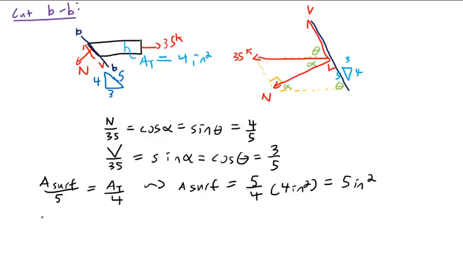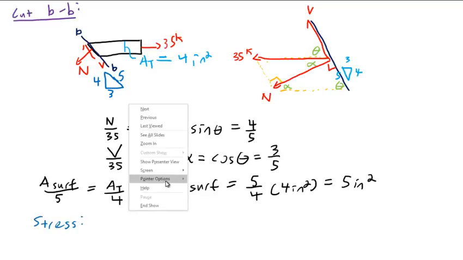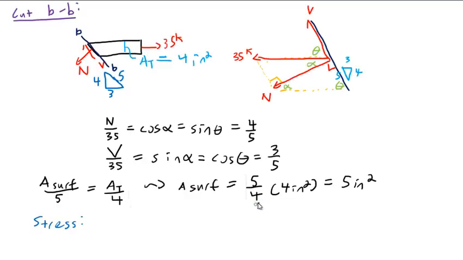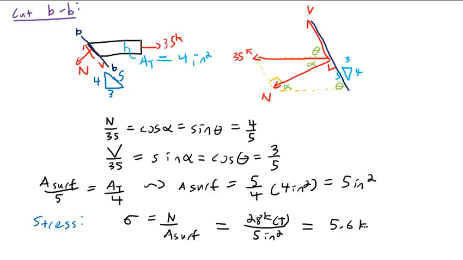And then the stress here, I will get the stress sigma. Sigma equals N over A surface, on the surface equals 28 kips tension over 5 inches squared equals 5.6 ksi tension.